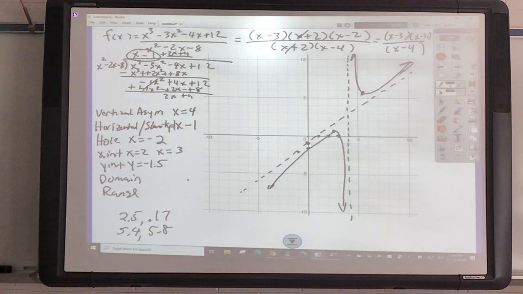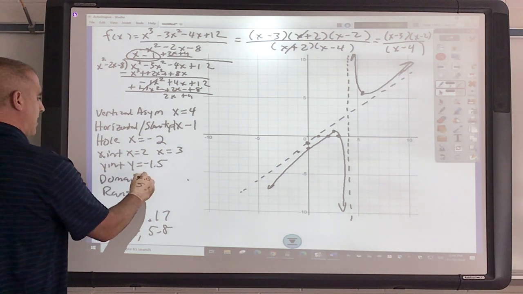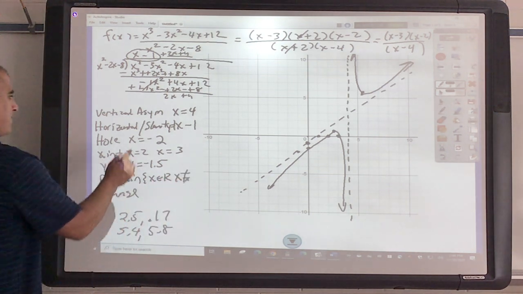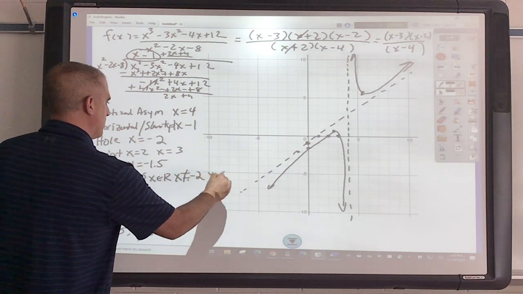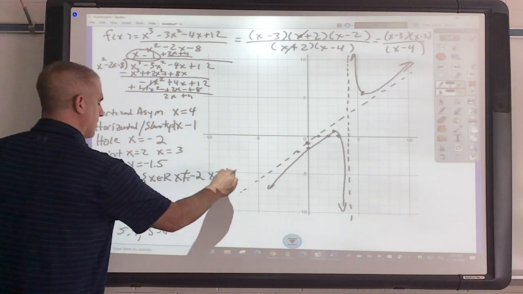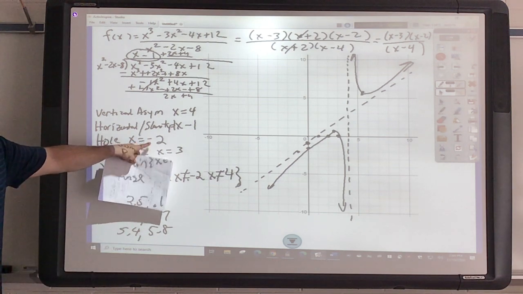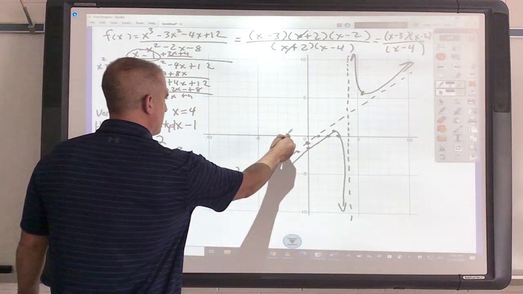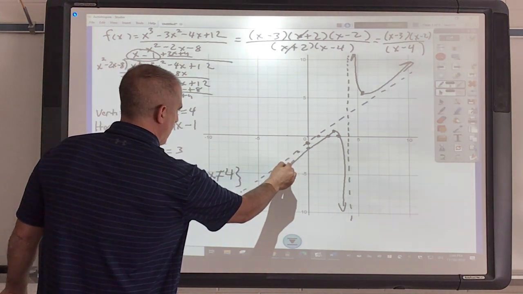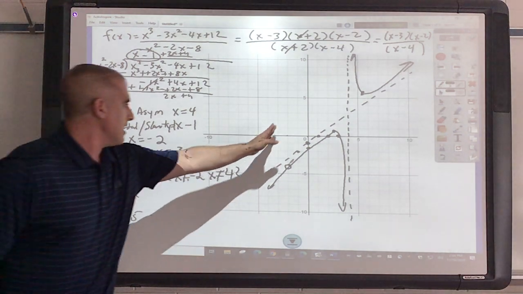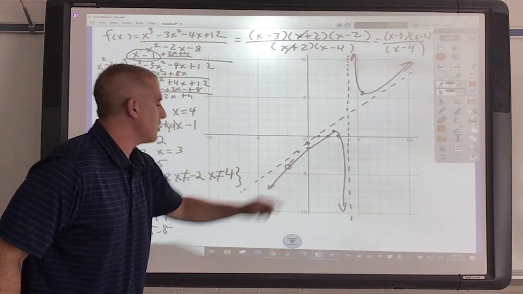Okay, we did this before in the last unit. The domain would be x is an element of all real numbers. X can't be a couple things. It can't be -2. It can't be 4. Okay? If you want to use interval notation, you can. Okay? Now, let's talk about this hole. At x equals -2, that would be here. So on my graph, I want to put a hole, all right, at where that would be on the curve.